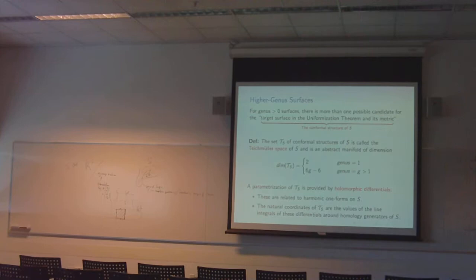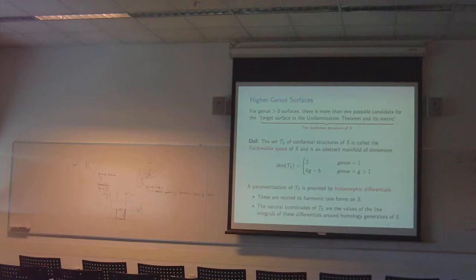Higher genus surfaces. Well, in genus zero surfaces, there's only one target in the uniformization theorem, which is the sphere. The fact of the matter is, for genus higher than zero surfaces, the target surface in the uniformization theorem and its metric can be different. There are different possible candidates for it. This big long sentence, this for me is the conformal structure of S. It's what remains invariant in the conformal mappings of the surface.